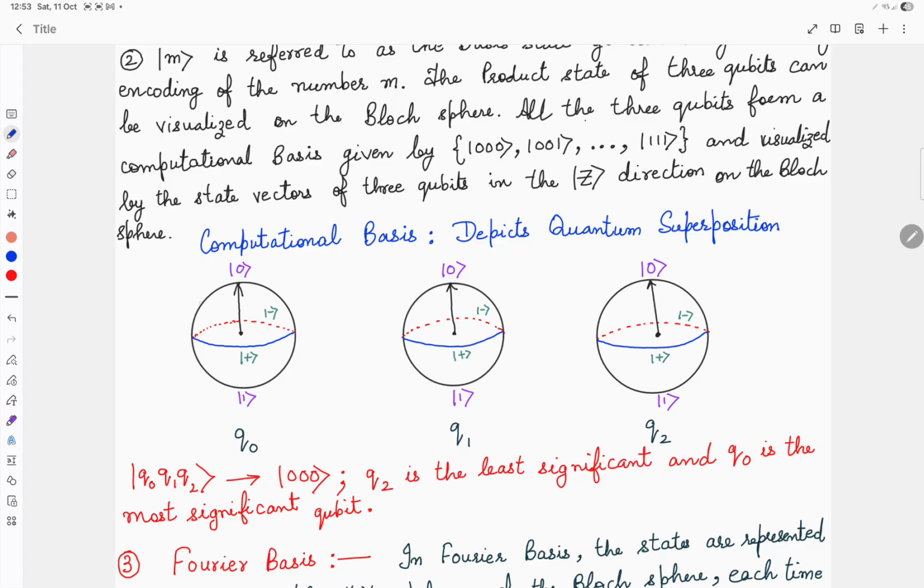In that case, a single qubit will have computational basis ket 0 and ket 1. The next qubit will again have ket 0 and ket 1, and the third qubit will also have ket 0 and ket 1 as the computational basis. Together they will form the product state. So ket 000 is one eigenstate, ket 111 is another eigenstate. Like this there will be 8 eigenstates using which we can create the resultant quantum superposition state.